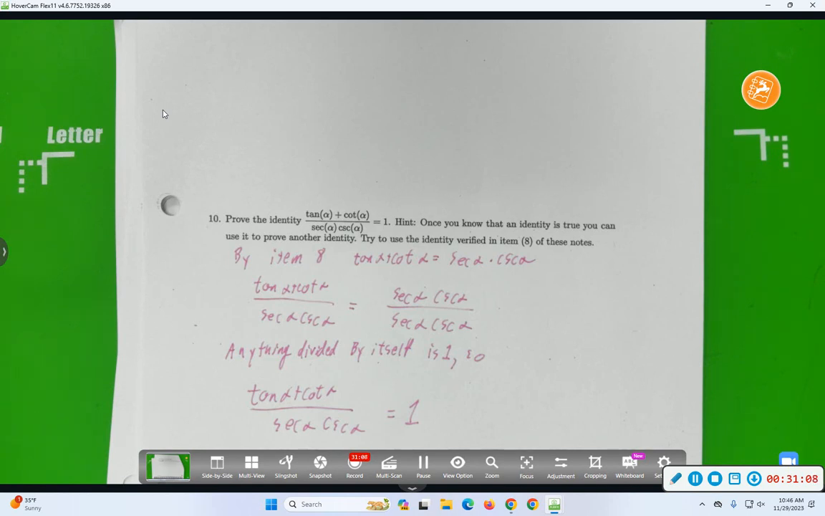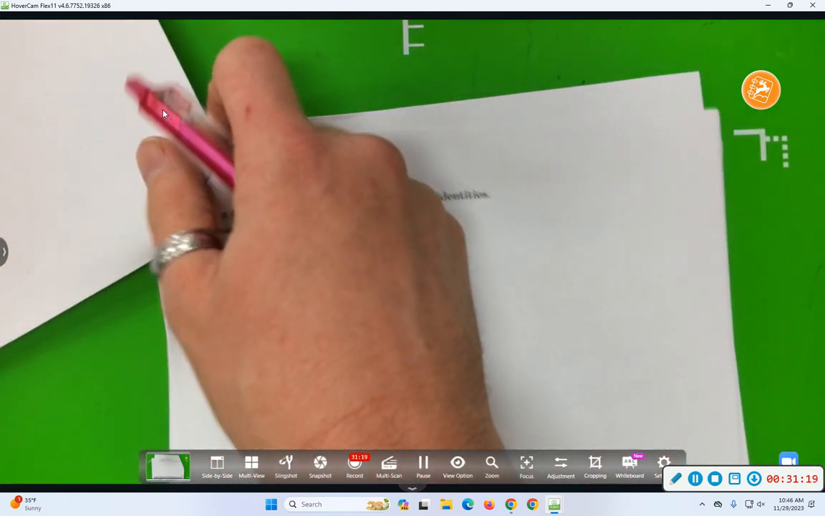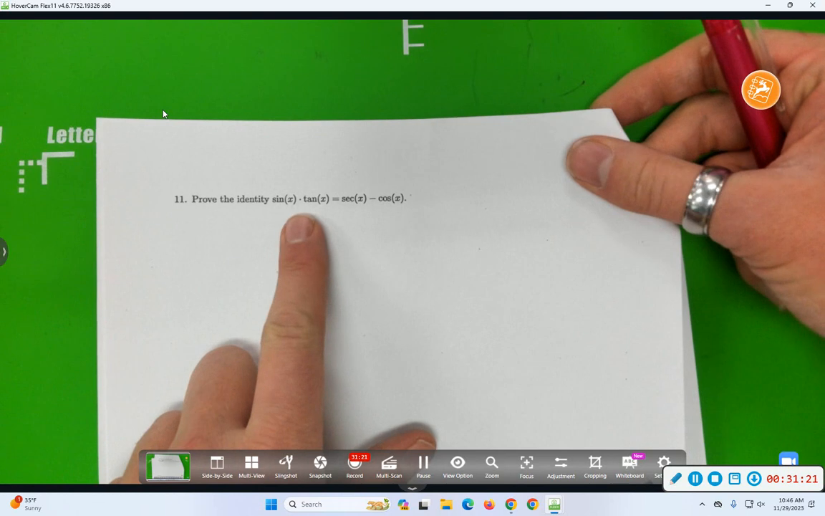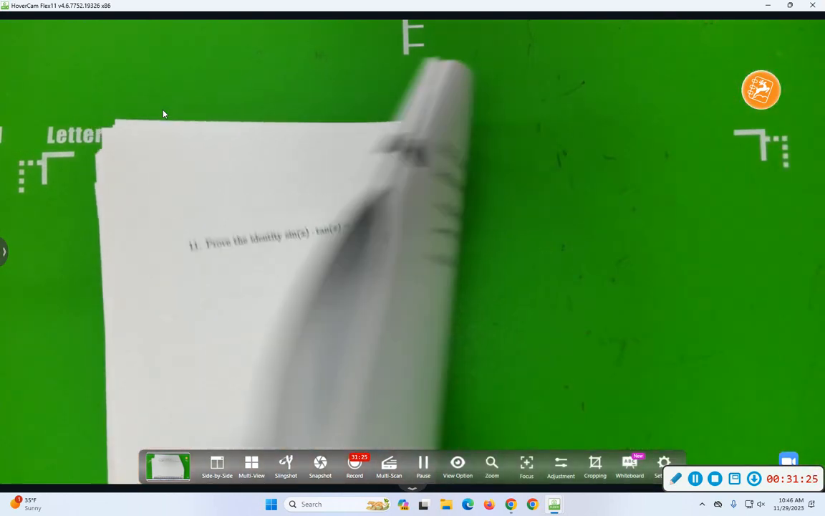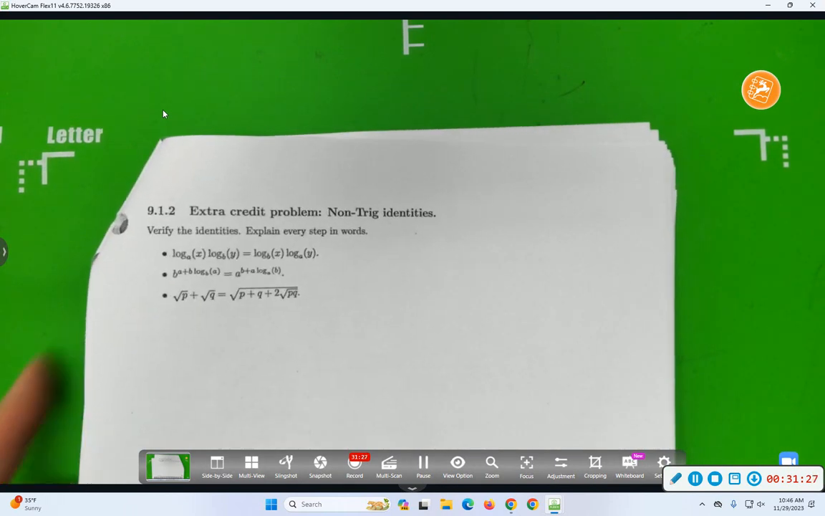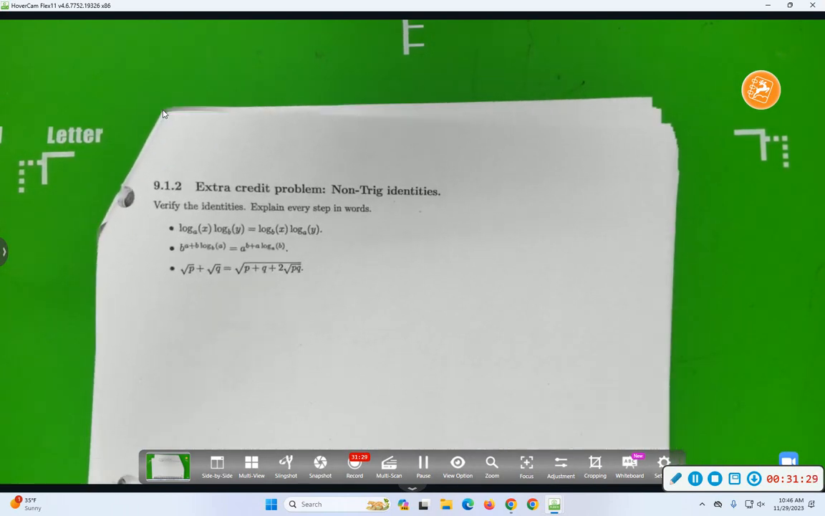So I think with my remaining 4 minutes, I will propose one of two paths. We can talk through one last identity: sine times tangent is equal to secant minus cosine. Or, if you look at this last page, there's an extra credit. So maybe I'll point this out. Is there anything special about trig functions in the idea of proving identities?